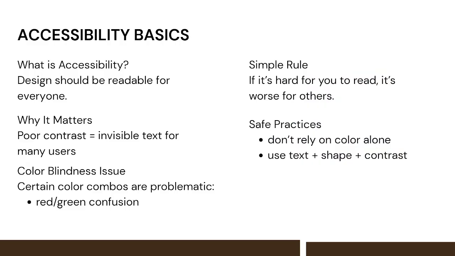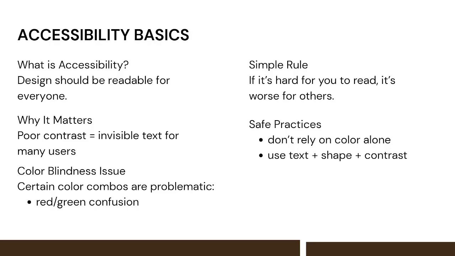And there's something we have to discuss here when it comes to color, which is accessibility basics. What is accessibility in design? Accessibility means that design should be readable for everyone. And why does this matter? The reason why it matters is that poor contrast can make text look invisible for many users, and they will be unable to read our text.